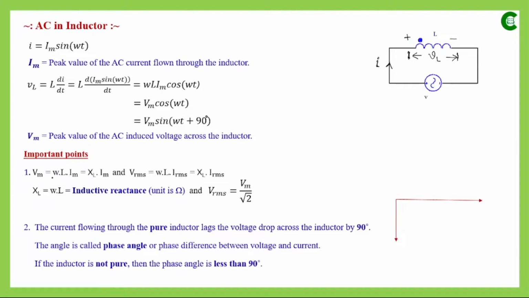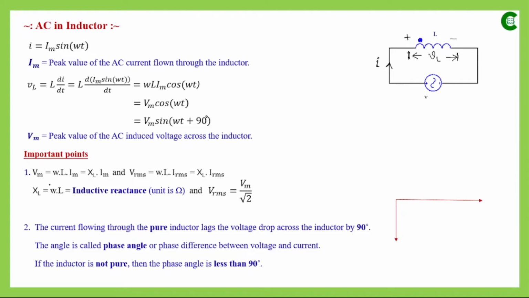So that has been written here, omega L Im. Now Im is the maximum value or peak value of the current flown, and in place of omega L, we can replace that term by XL. We have already learned in our previous class that this XL is the inductive reactance, and that value is omega multiplied by L, where L is the inductance of that inductor and omega is the angular frequency, which is expressed in radian per second.